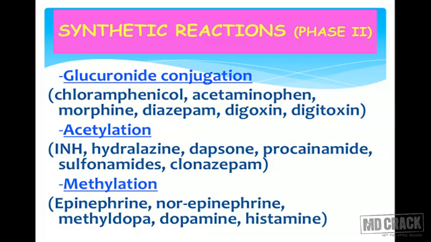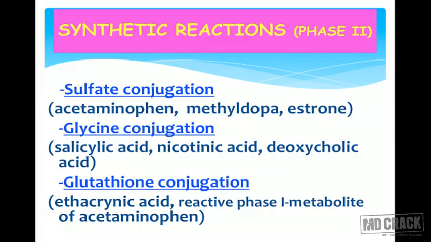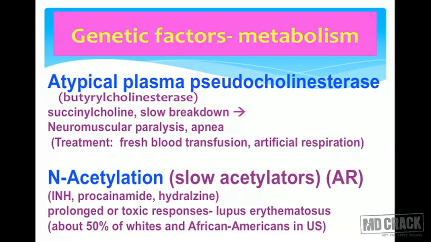The second one is acetylation, and the drugs which get metabolized by acetylation are isoniazid or INH, hydralazine, dapsone, procainamide and sulfonamides. There's a very important issue about acetylation: some of us are fast acetylators and some of us are slow acetylators. So if we are metabolizing these drugs slowly, these drugs are going to accumulate and they are going to produce toxicity. Epinephrine, norepinephrine and most of the amines get broken down by methylation. And the other methods of conjugation are sulfate conjugation, glycine conjugation and glutathione conjugation.